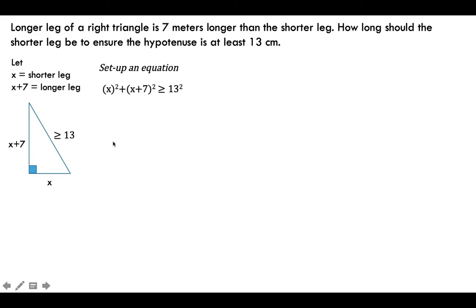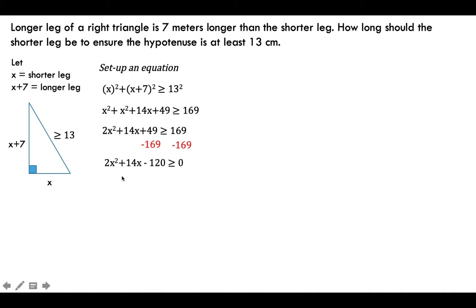Now let us simplify this one. Write down x squared. Then x plus 7 squared is x squared plus 14x plus 49. Then write down the more than or equal to symbol. Then 13 squared is 169. Then x squared plus x squared is 2x squared. Write down the other terms. Then subtract 169 from both sides, so that the other side becomes 0. And positive 49 minus 169 is negative 120.